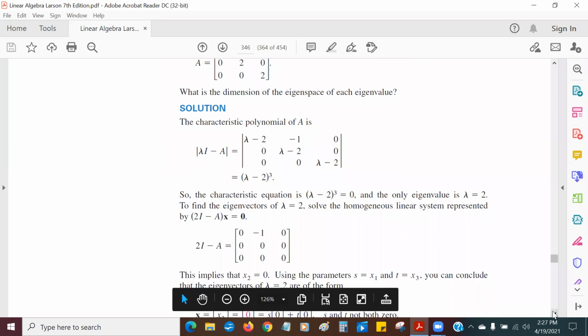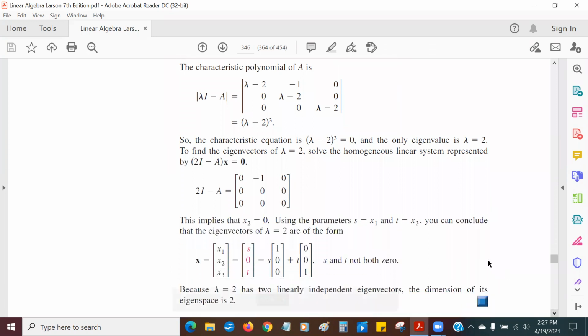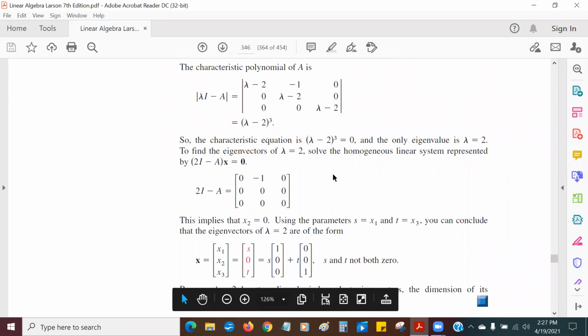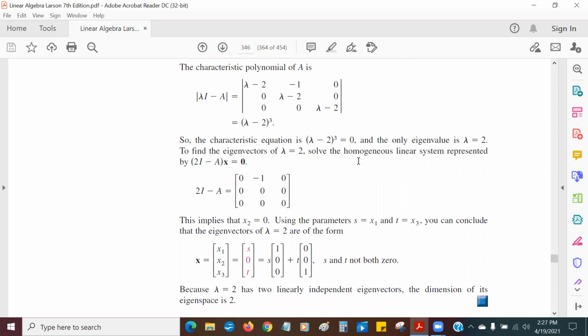And now we want to find the eigenvectors of lambda equals 2. To do that, we need to solve the homogeneous linear equation represented by 2I minus A equals 0. Now, where did that 2 come from? That 2 came from this 2 right there, or that 2 right there, whichever you want to say. Anyway, 2I minus A winds up becoming this guy right here.